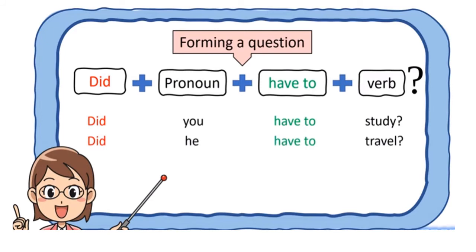Let's know about how to form a question. First, we have to start with did plus the pronoun plus have to plus the verb. Like here in the example, did you have to study? Did he have to travel?